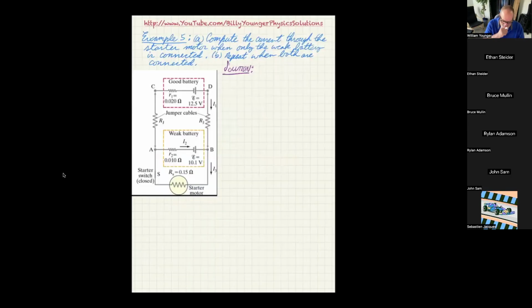Let's try another one. So this is another problem straight from your book, so we can actually work it out. What we're looking at here is they want us to compute the current through the starter motor when only the weak battery is connected. And then part B, they want us to do it again when both are connected. So we can see what jumper cables are supposed to be like. Now, in this problem, they actually gave us the jumper cable and they specifically gave us the dimensions of the jumper cable. So what I'm going to tell you is that RJ is equal to rho L over A.